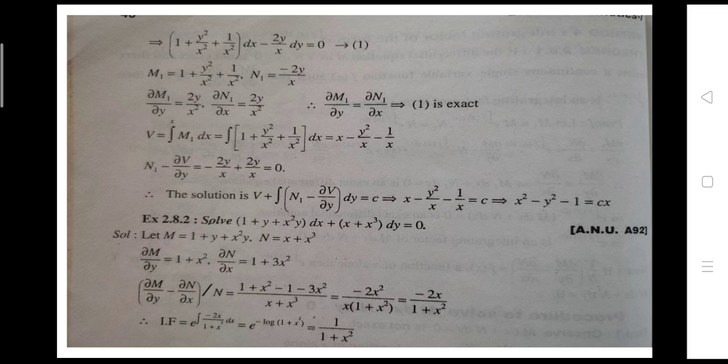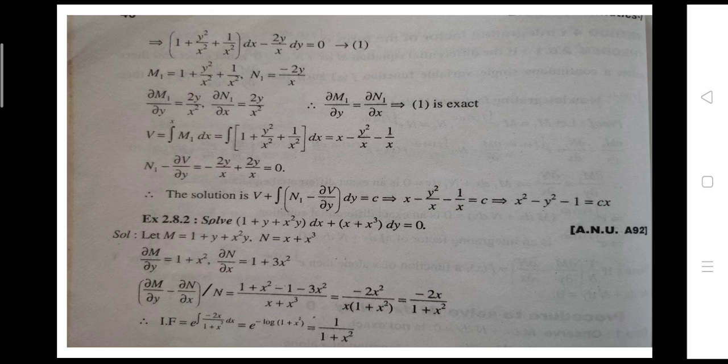Here both are equal. The value of ∂m1/∂y is equal to the value of ∂n1/∂x. Therefore both are equal, which means this is an exact equation. Now if it is exact, we need to find the general solution of the given problem. To find the general solution of the above equation, first we need to find v and n1 minus ∂v/∂y.